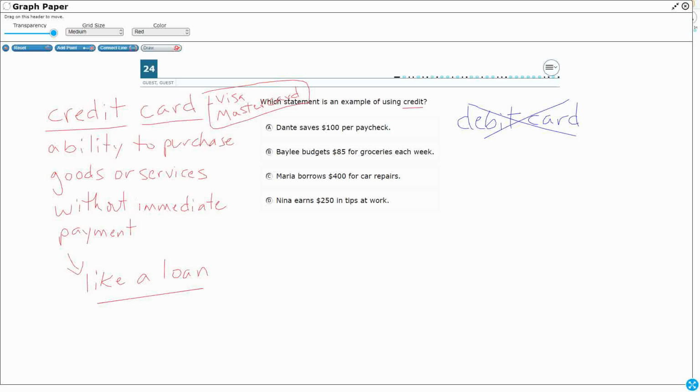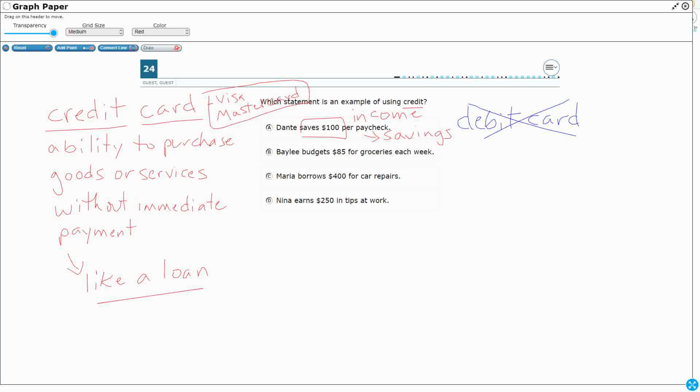When Dante saves $100 per check, that's not credit. That's income. He's earning money and he's saving it. Okay, so you can think of that as income. If you want, you can classify it as savings. But either way, that's not credit.